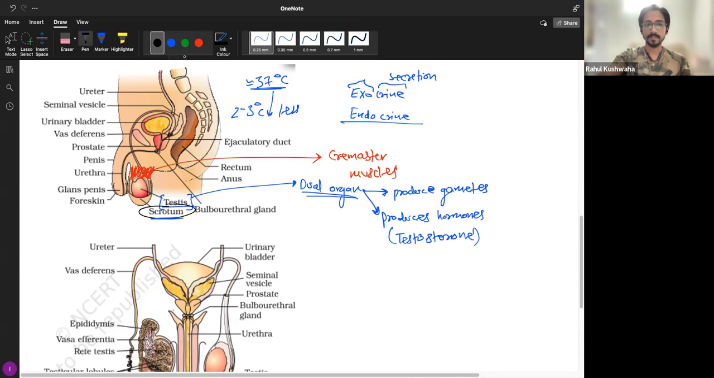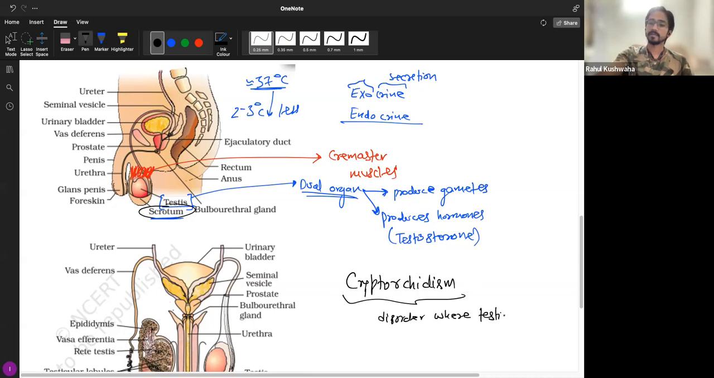What is it called? I'm writing the spelling here. Cryptorchidism. C-R-Y-P-T-O-R-C-H-I-D-I-S-M, cryptorchidism. It is a disorder where testes fail to descend down into the scrotum before birth.